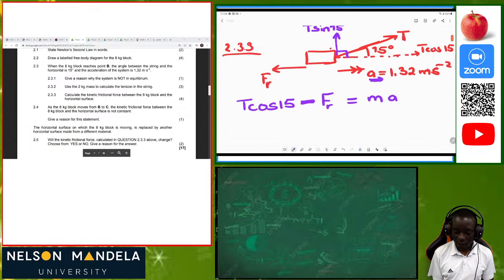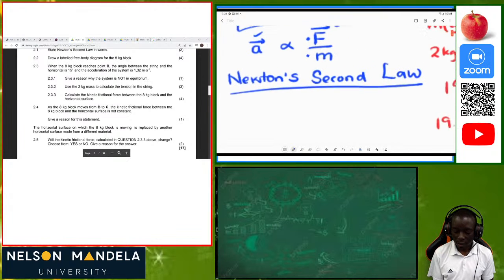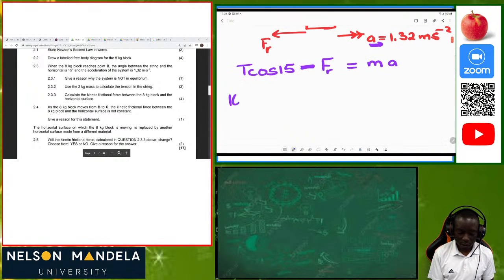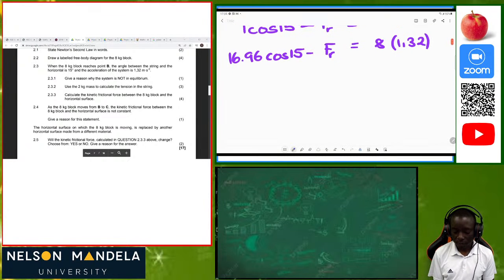What is T cos 15? We now have T, we said T is 16.96. So we have 16.96 newtons times cos 15 minus, we don't know what FR is, we need to find this kinetic frictional force, equals the mass. This time the mass is 8 and the acceleration is 1.32 meters per second squared. So all these are now newtons.